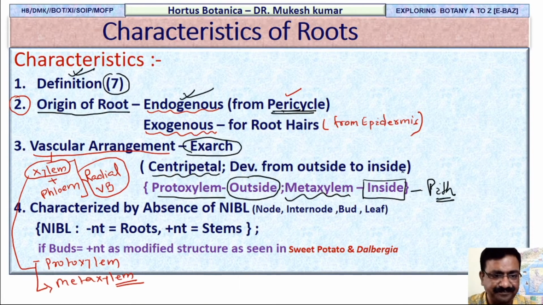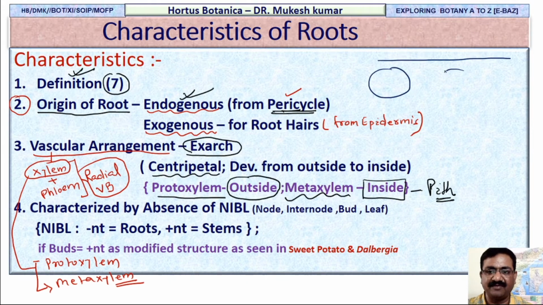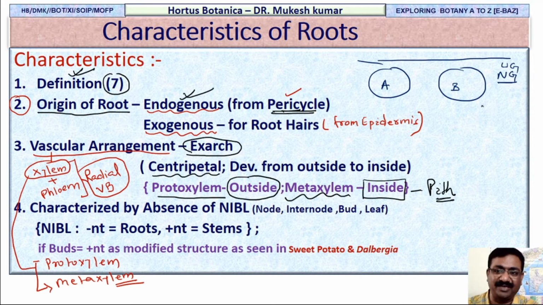Isn't it? Now, if you are finding, see, this is the underground part, and you are given two important structures, and both are non-green. Say one is A and another one is B. So you have to recognize which one is root and which one is not root. You will get confused, sorry, both are underground, both are non-green. So these are the characteristics of root. So both will be root. No, my dear doctor, no.